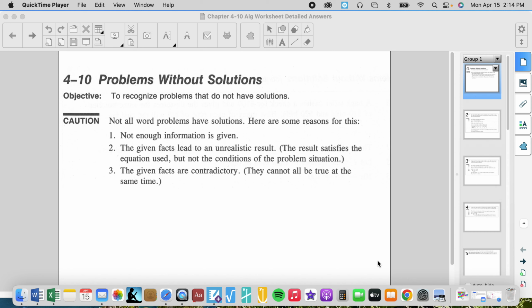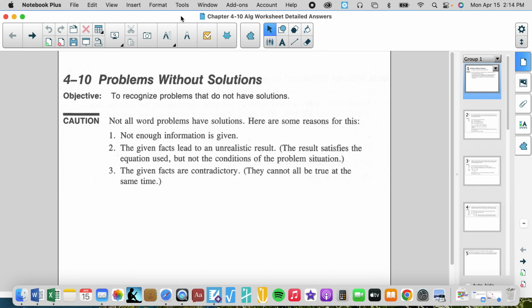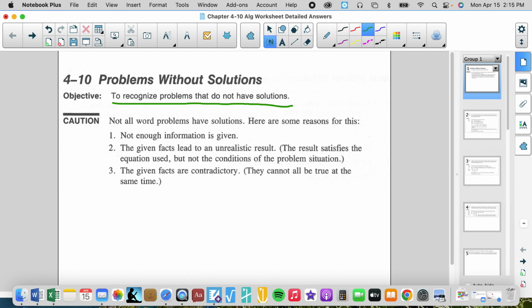This is a peculiar section. Look at this title. Problems without solutions? What? Well, then why are we doing them? If you look at the objective, you see the objective is to recognize problems that do not have solutions. Either not enough information is given, the given facts lead to an unrealistic result, like negative distance, or other situations like dividing by 0, or this is the hard one, given facts are contradictory. They cannot all be true at the same time.